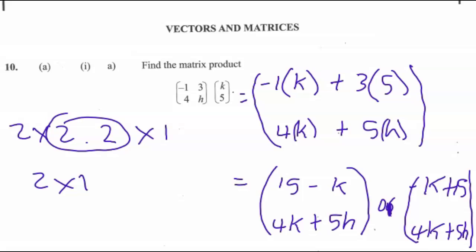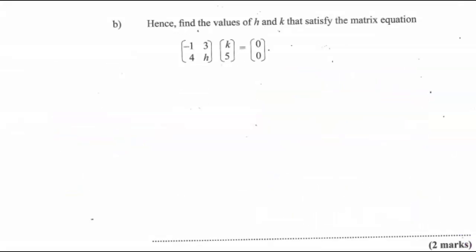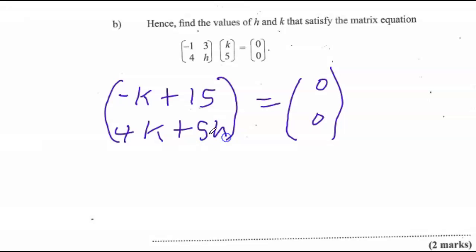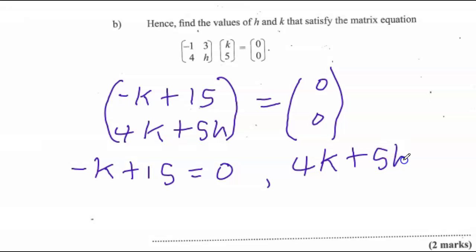Now we're asked to find the value of h and k. Now remember the matrix product. Let me just rewrite it. The matrix product, row by column, was negative k plus 15, and then we have 4k plus 5h, which means that the corresponding term negative k plus 15 is equal to the top value 0. So we equate the top, and also here 4k plus 5h equal to 0.